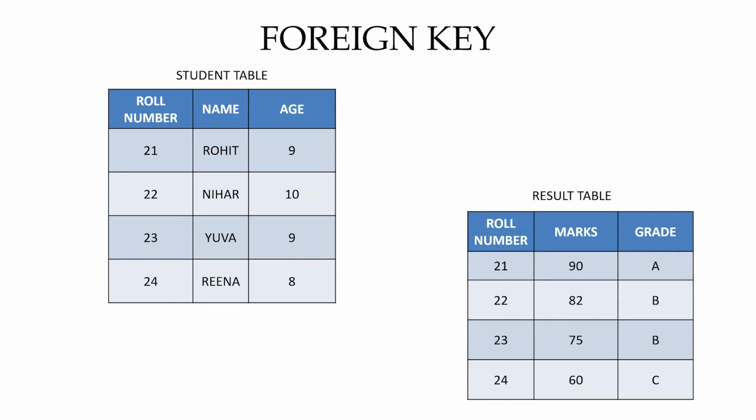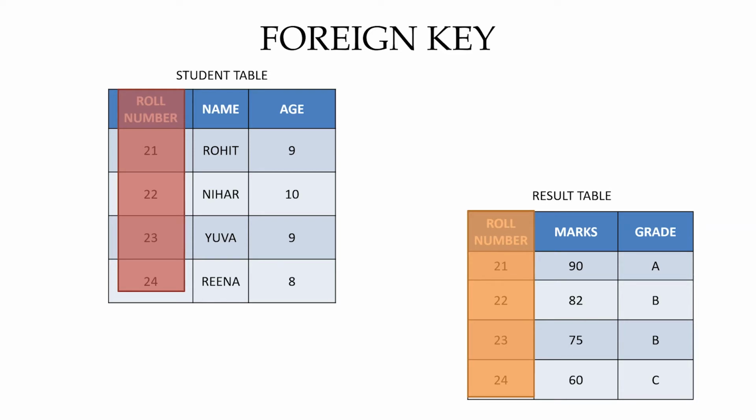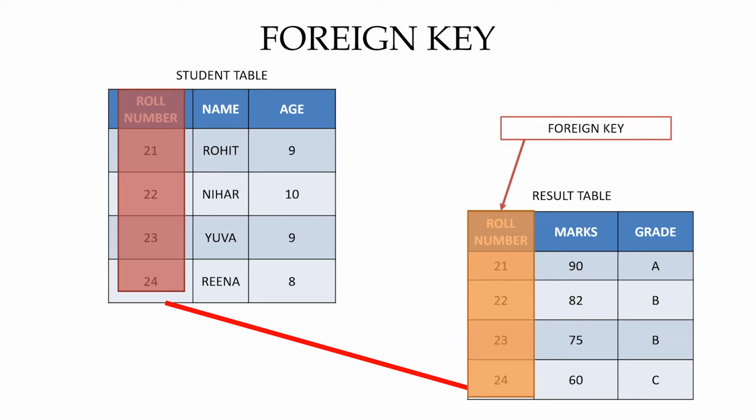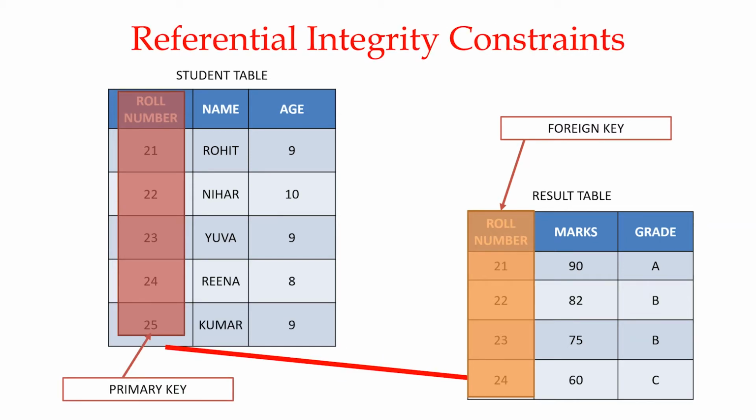Consider the example. There is a table called student and another table called result. In the student table, we have an attribute called roll number, and in the result table, we have the same attribute name, roll number. These two are linked with each other. Now, the roll number attribute in the result table is called the foreign key and the roll number attribute in the student table is called the primary key, because the result table is referring to the primary key in the student table.